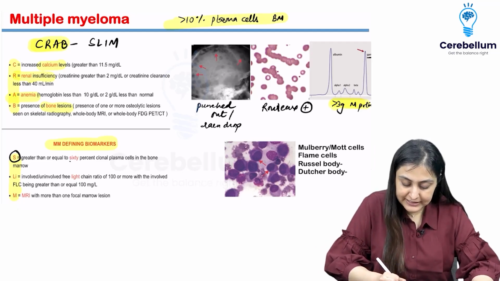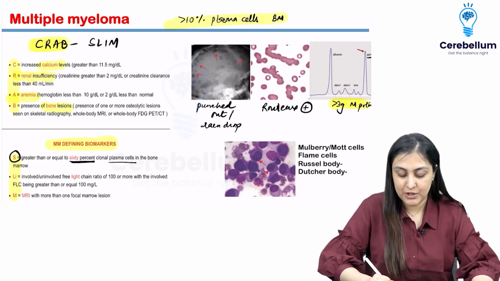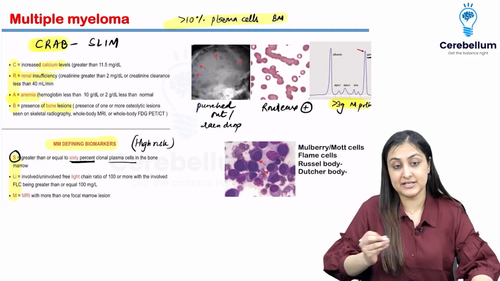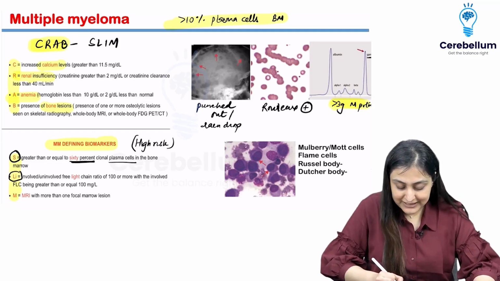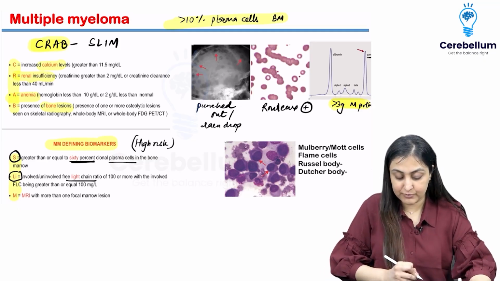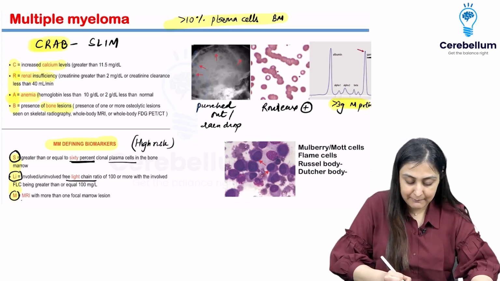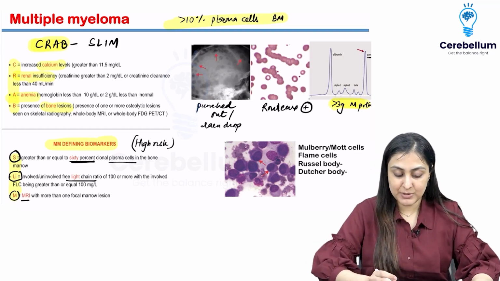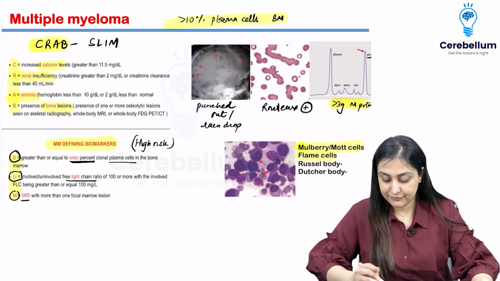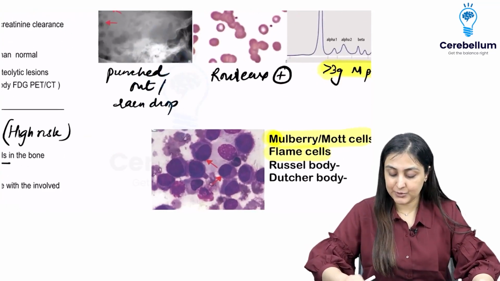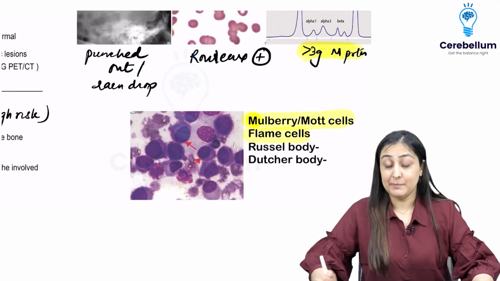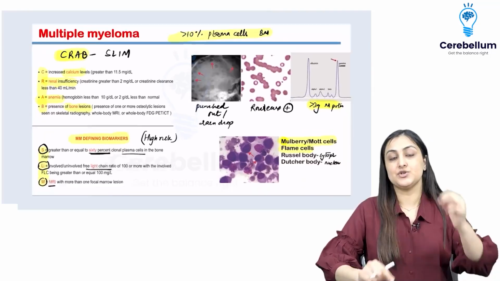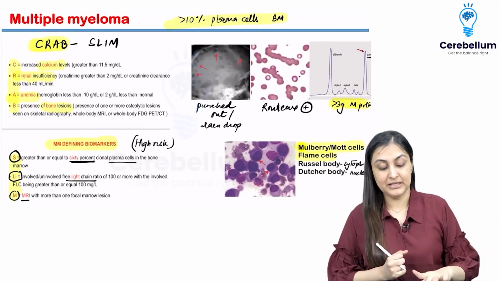You're gonna have greater than or equal to 60% plasma cells in bone marrow. So these are all of your high risk biomarkers, okay? So 60 instead of 10 is high risk. Light chain, uninvolved to involved free light chain ratio of 100 or more is again very important, and M means MRI showing you a bone marrow lesion. So this is SLiM, you should know the full form here. As far as the bone marrow is concerned, you see all sorts of names. There are these flame cells that you can see. Apart from that, you can have Russell body and Dutcher body. Remember, Russell body is intracytoplasmic, whereas Dutcher is intranuclear. Alright, so these are all the points you want to remember for multiple myeloma.